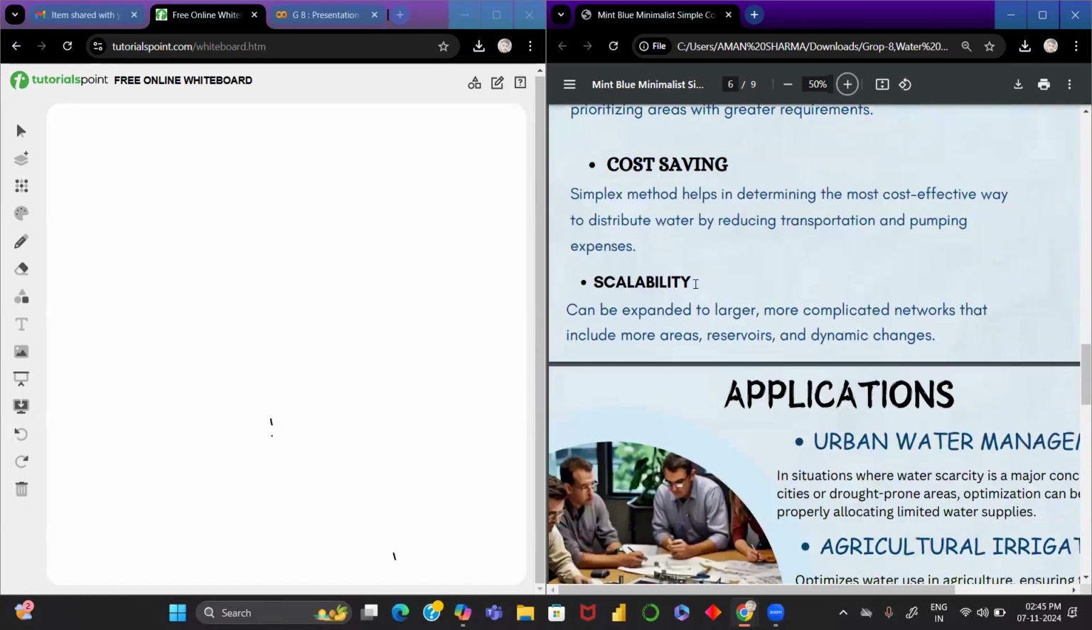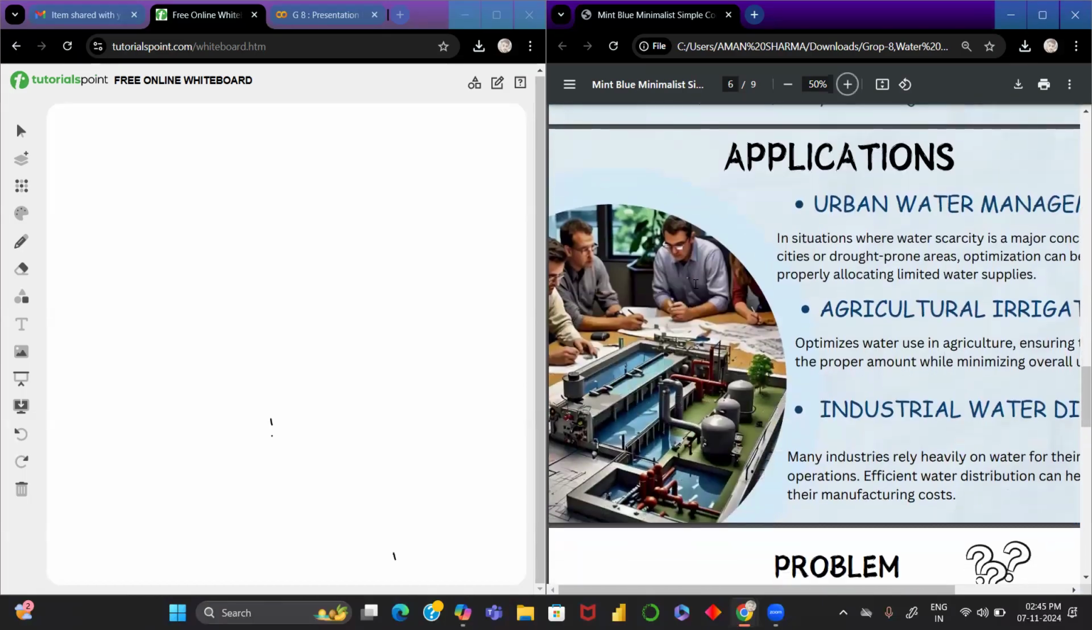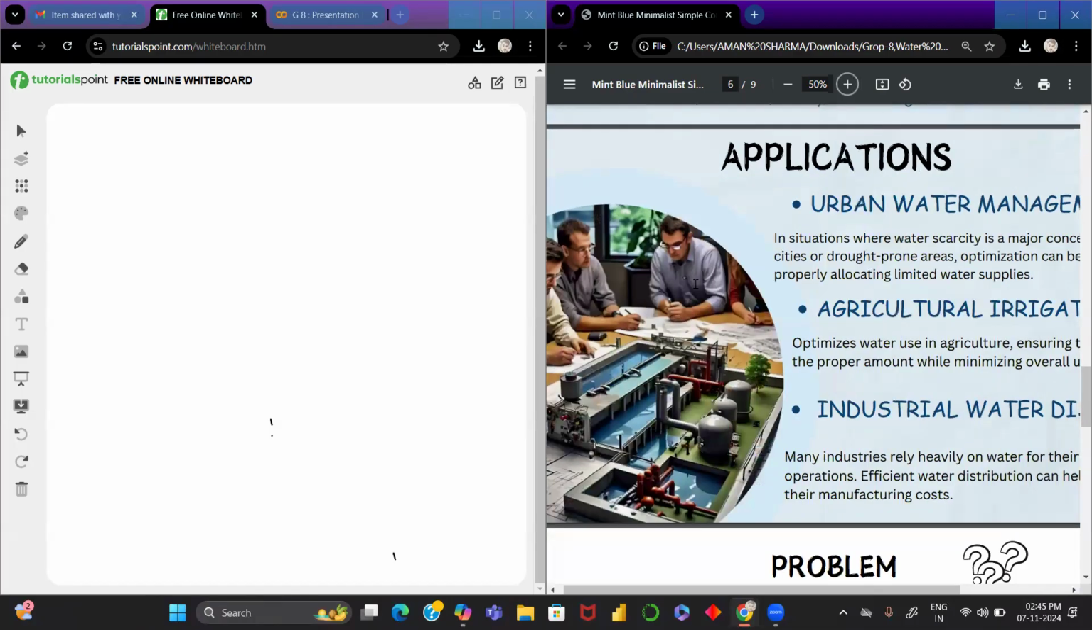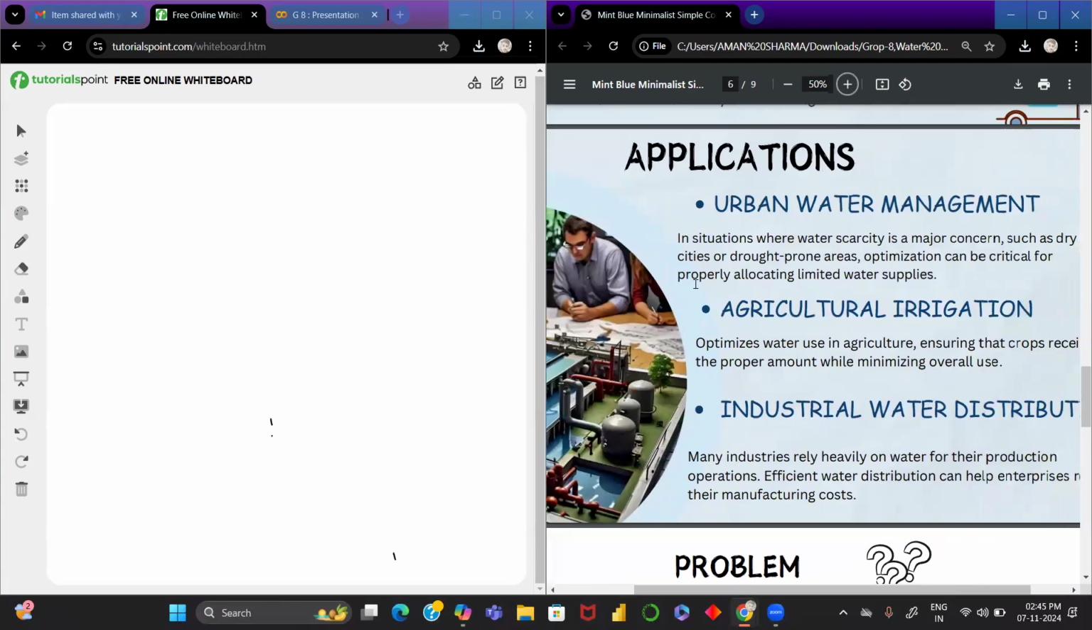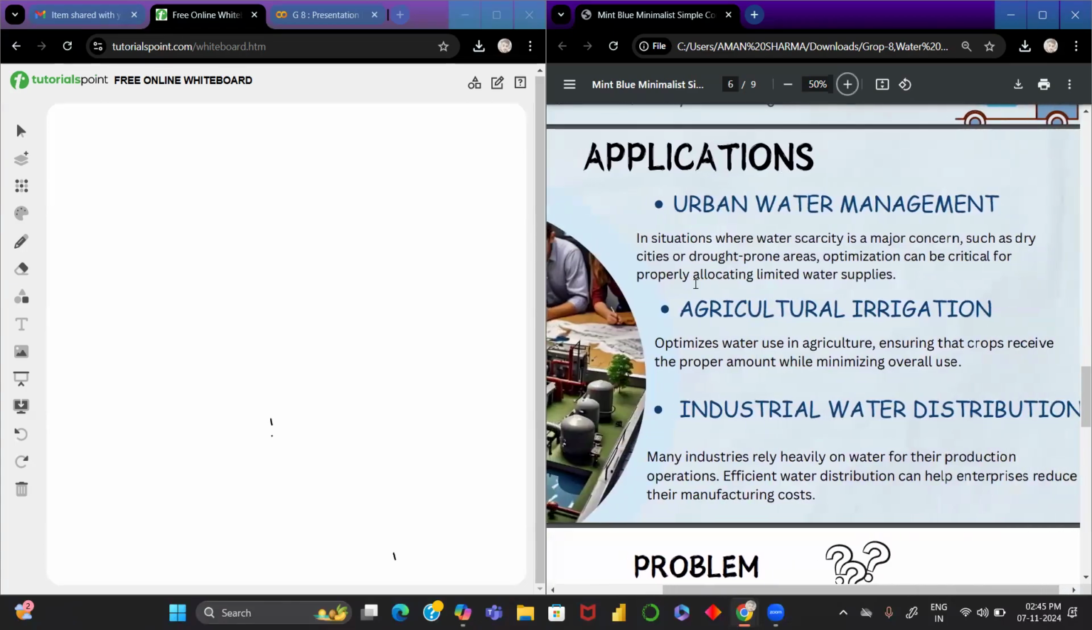Then we discuss the real world application of the Simplex method. The first one is urban water management. Urban water management includes a network of reservoirs, pumping stations and pipelines that deliver water to various sectors. In situations where water scarcity is a major concern, such as dry cities or drought-prone areas, optimization can be critical for properly allocating limited water supplies. The Simplex method helps determine the optimal flow through each part of the network to meet demands at various nodes, and water shortage is managed in a controlled and fair manner.